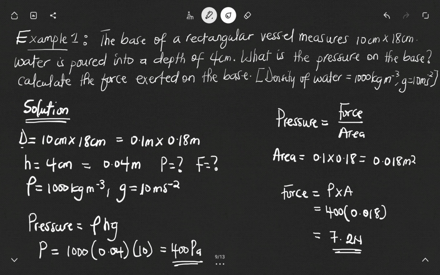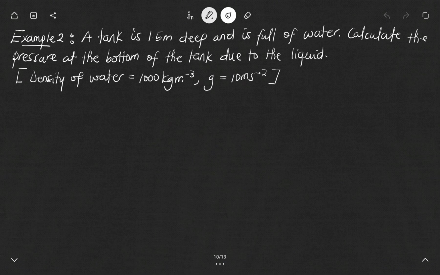All right, so now let's look at the second example. Example number 2. A tank is 1.5 meters deep and is full of water. We have to calculate the pressure at the bottom of the tank due to the liquid, given that the density of the water is 1000 kg per meters cube and acceleration due to gravity is 10 meters per second squared. All right, so this is a fairly easy example. So let's look at the solution. We're given the height of the tank to be 1.5 meters. Since the tank is full, the height of the water is also 1.5 meters.